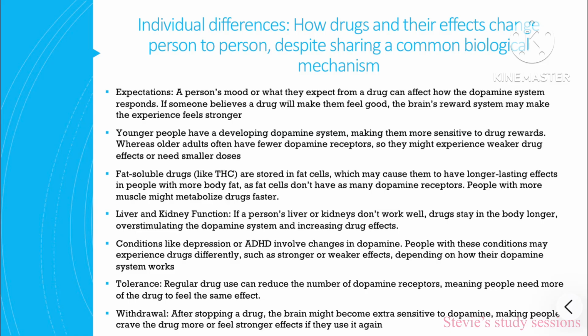Conditions like ADHD or depression that involve changes in dopamine. People with these conditions may experience drugs differently, such as stronger or weaker effects, depending on their dopamine system and how it works. Regular drug use can reduce the number of dopamine receptors, meaning people need more of the drug to have the same effect. Withdrawal: after stopping the drug, the brain may become sensitive to dopamine, making people crave the drug more or feel the stronger effect if they use it again.